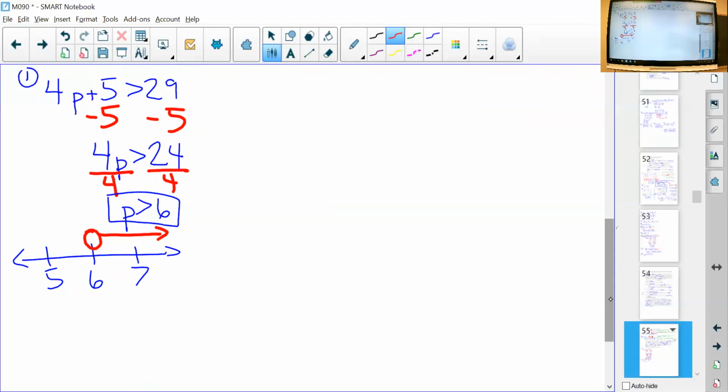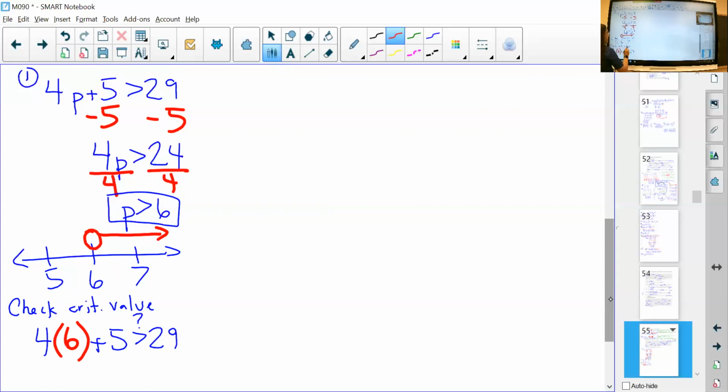Okay, let's check 2 things. We're going to check the endpoint or the critical value. Remember, those mean the same thing. Oops, or the critical point. You can call it that too. The critical value of 6: if I plug in 6, is this true? Go back to the original inequality. 4 times 6 plus 5, is that greater than 29? Now we really have a question mark. This could be false. In fact, it is.